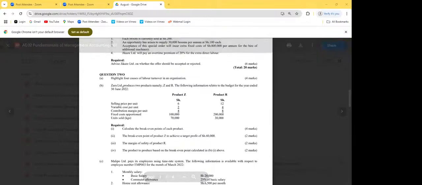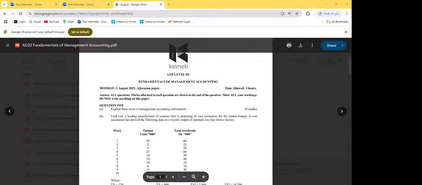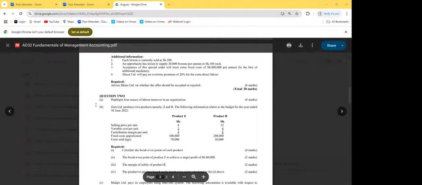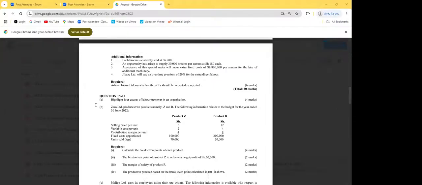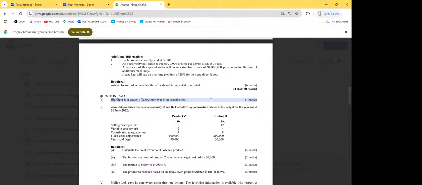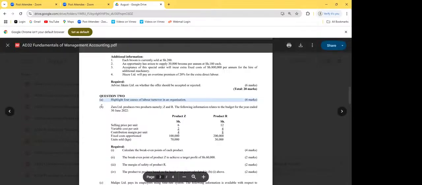Good. So the question reads, that is ATD, August 2022, question number 2B. As we do question number 2B, you can clearly see this part, we covered it during our discussion in topic number 4. Highlight 4 causes of labor turnover in an organization. We did that. Why did you leave your previous place of work? Why are you planning to leave your current place of work? So those reasons, please write them down here and you'll be able to get your full marks.